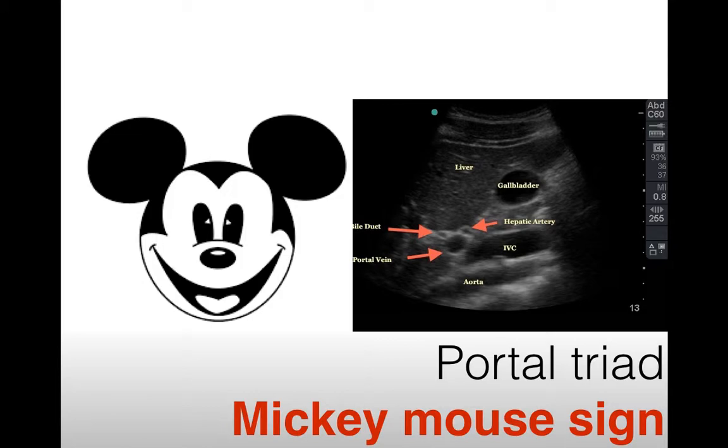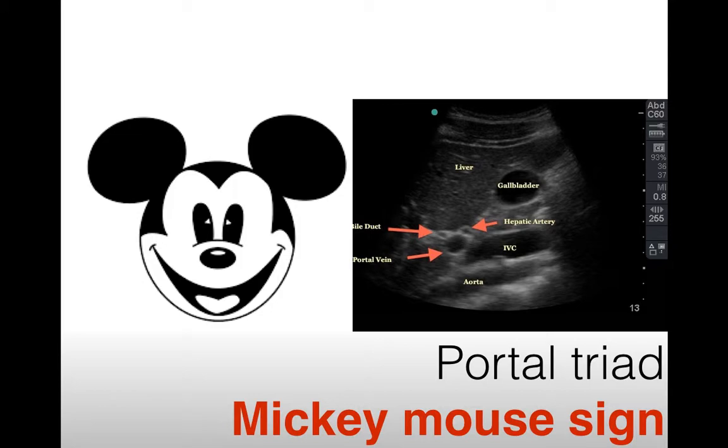The other cartoon is Mickey Mouse. Why is Mickey Mouse important? Mickey Mouse is important because it presents the portal triad. Sometimes we have no difficulty identifying the gallbladder, but especially novice practitioners have problems identifying the CBD, the common bile duct.